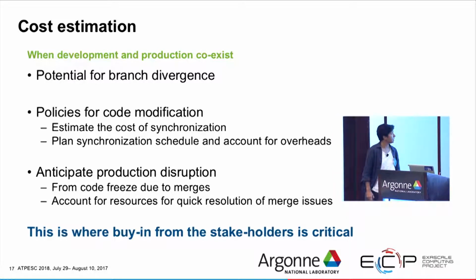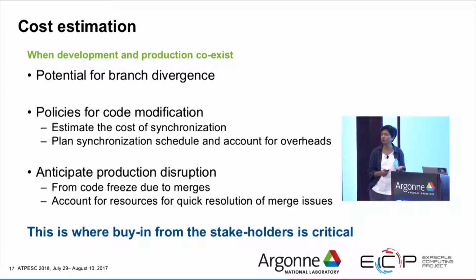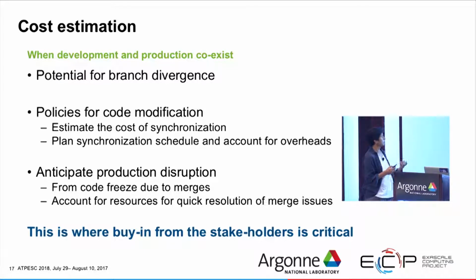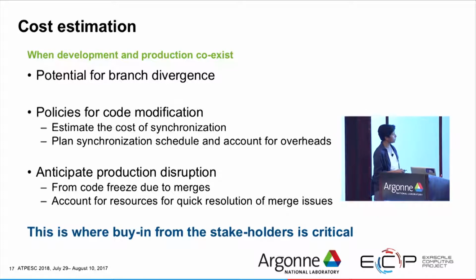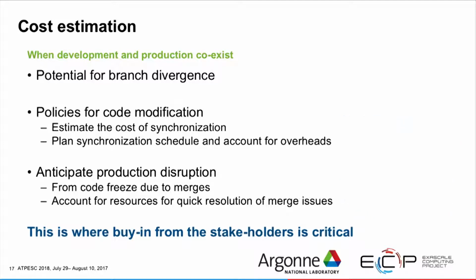Again, the production disruptions may happen because at times you may need to do code freezes in order to make deeper change to a code, and then there may be resources required for quick resolution of merge issues. And this is where the buy-in from the stakeholders is critical, because if stakeholders are not prepared to freeze code when you need to, then the problem can become much more challenging than it has to be.